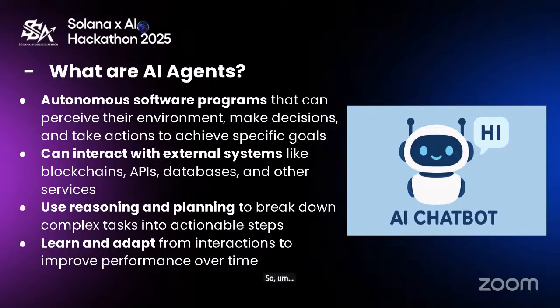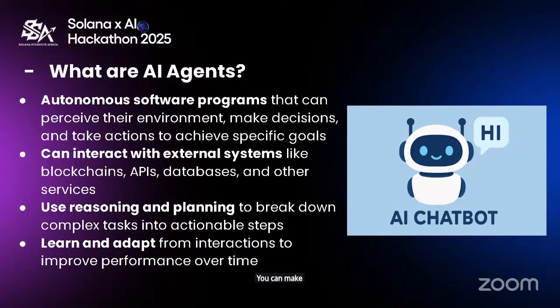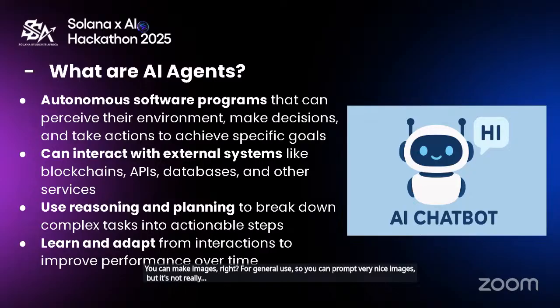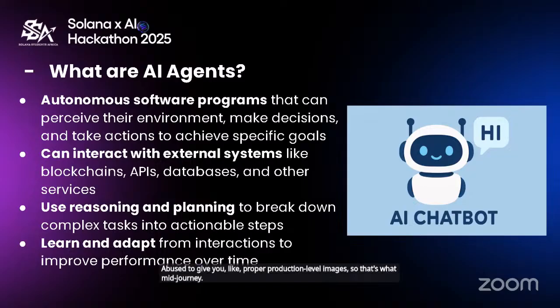As I said, the AI and the context, right? So I mentioned ChatGPT and the fact that with ChatGPT you can make images, right? For general use. So you can prompt very nice images, but it's not really built to give you proper production level images. So that's what Midjourney does.